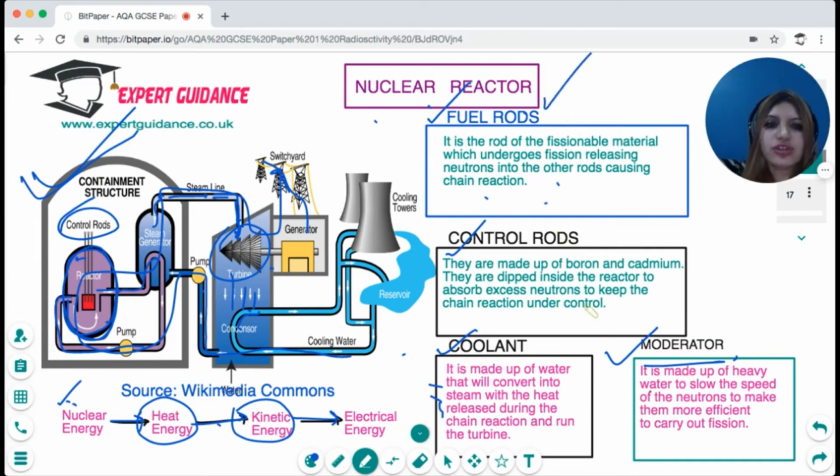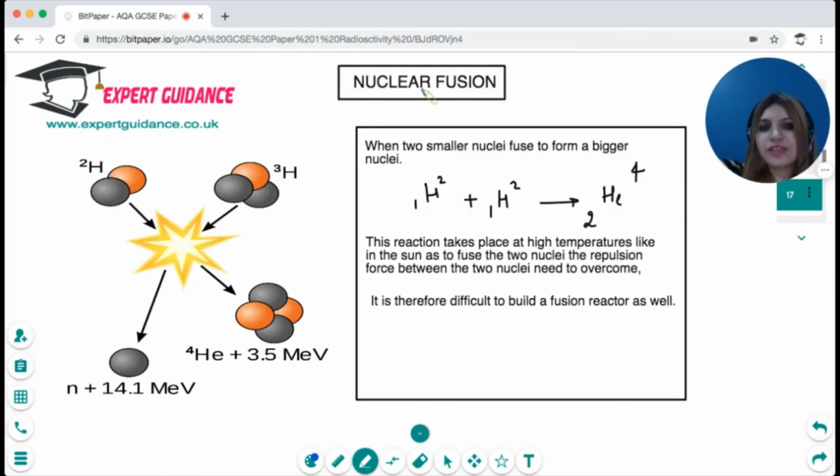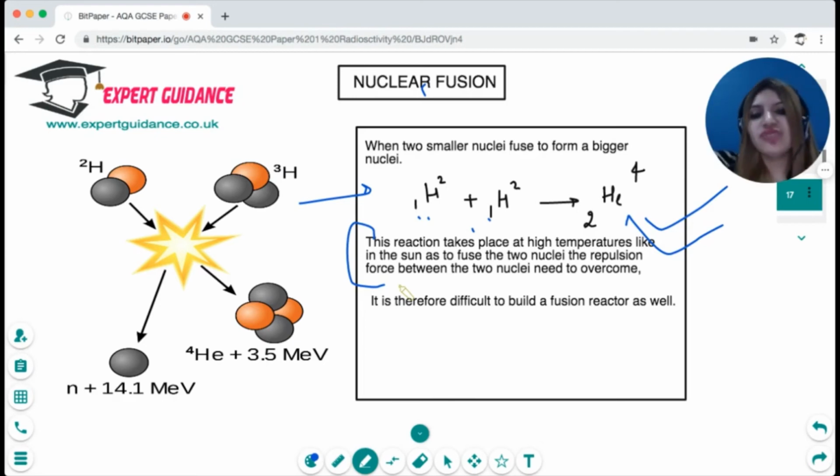Okay, so you should know the components of the reactor, this flow chart, how the reactor works, and the different components and their uses. Next comes nuclear fusion, which happens naturally in the sun. So two protons, hydrogen, come together and form a bigger nucleus called helium. Now, the problem with fusion is that it takes place at a high temperature. Why? Because when you bring two nuclei together, both being positively charged, they try to repel each other. So we need a large amount of energy to overcome the repulsion between the two nuclei.